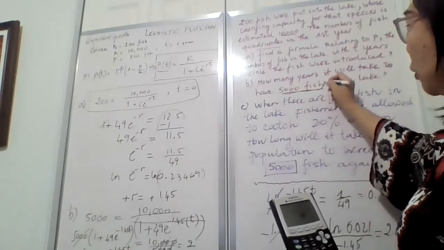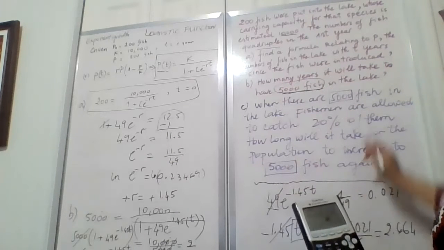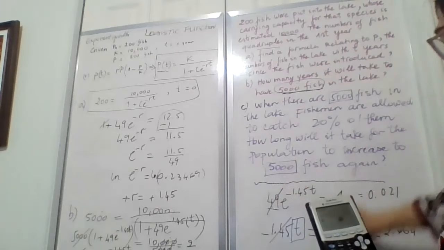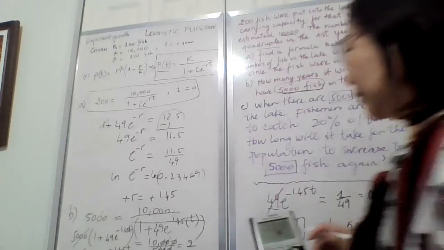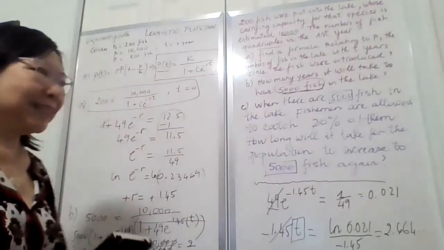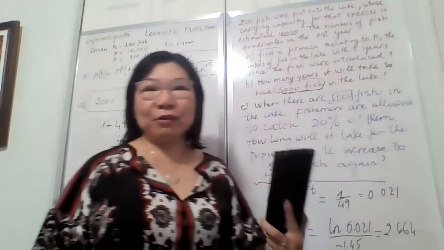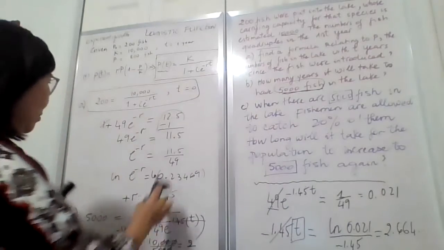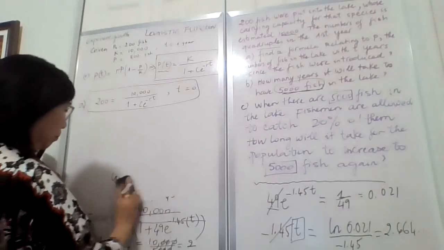So now we know if we want to have 5,000 fish in the lake, the time will be 2.7 years. That is very cool. Okay, so I hope you enjoy. I don't know if I go too fast or not, but I don't think so. My teaching is kind of very slow.